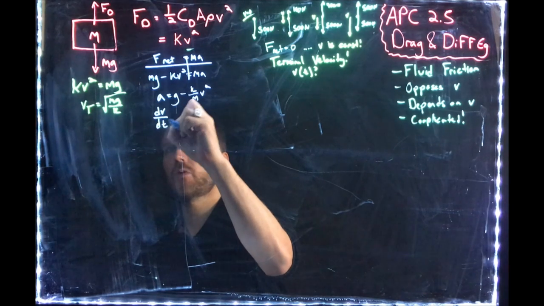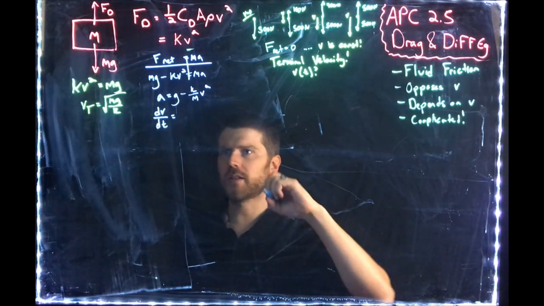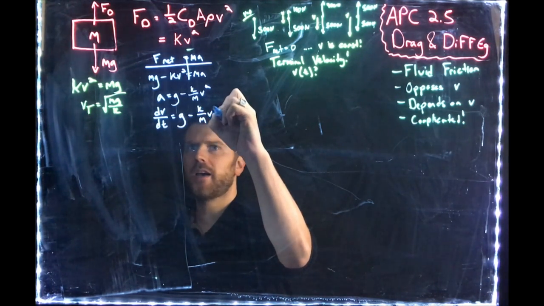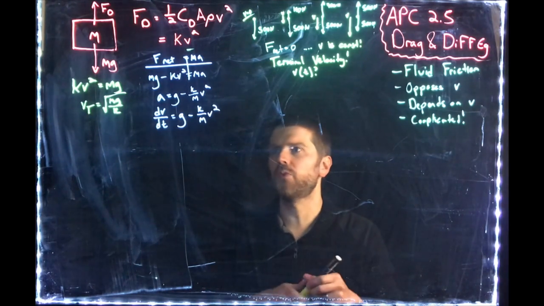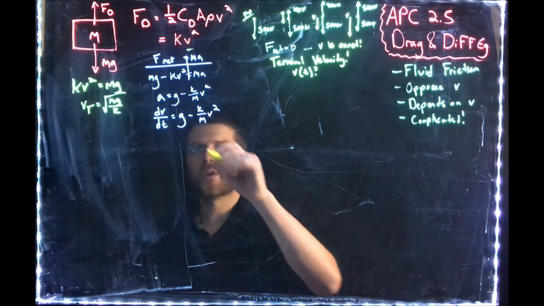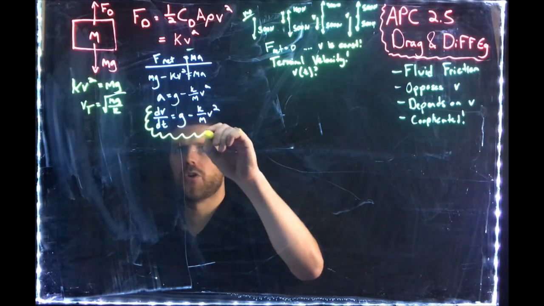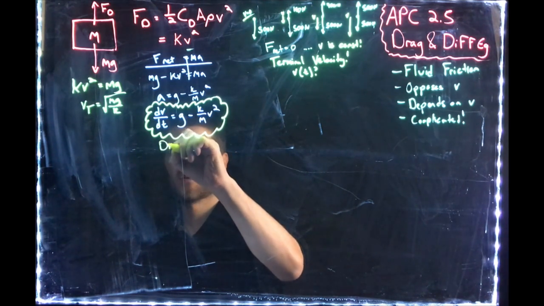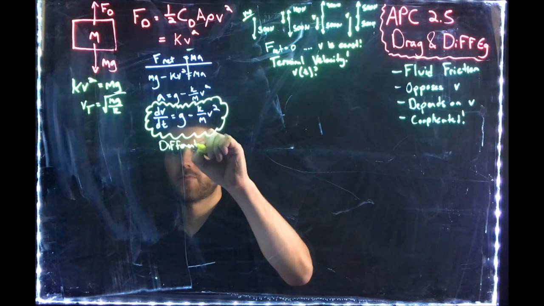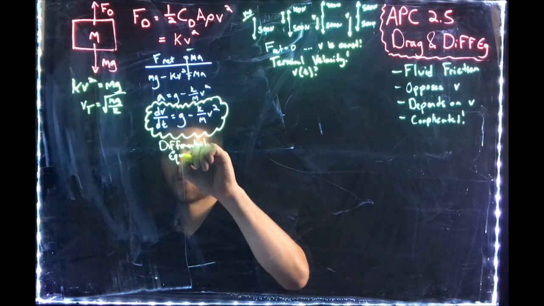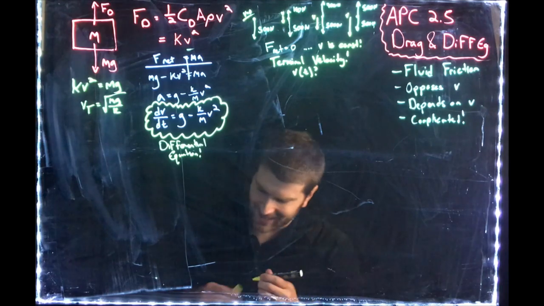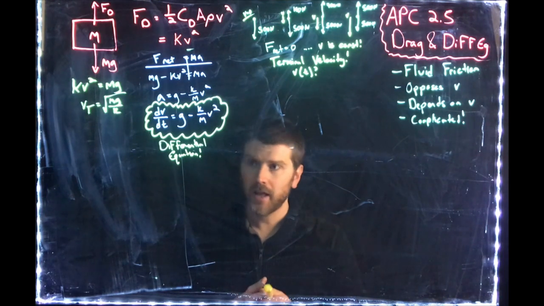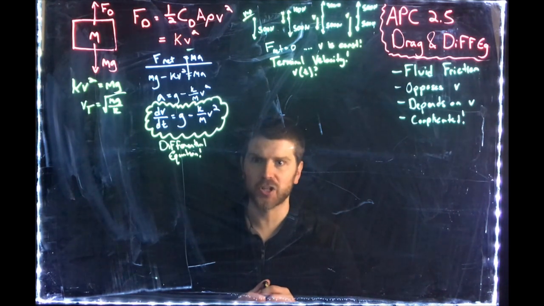I'm going to write it as dv dt, which we know is equal to a. a is the derivative of velocity, equals g minus k over m v squared. And I'm going to circle this because this is really, really important. This is what's called a differential equation. So let's take a moment and set this aside and figure out what a differential equation is.